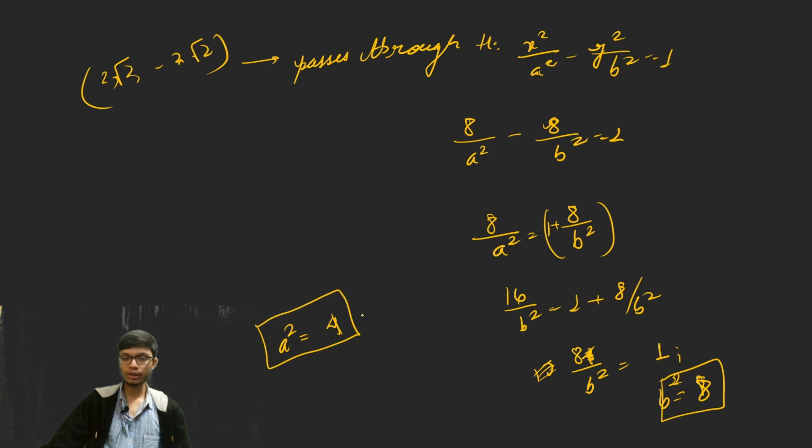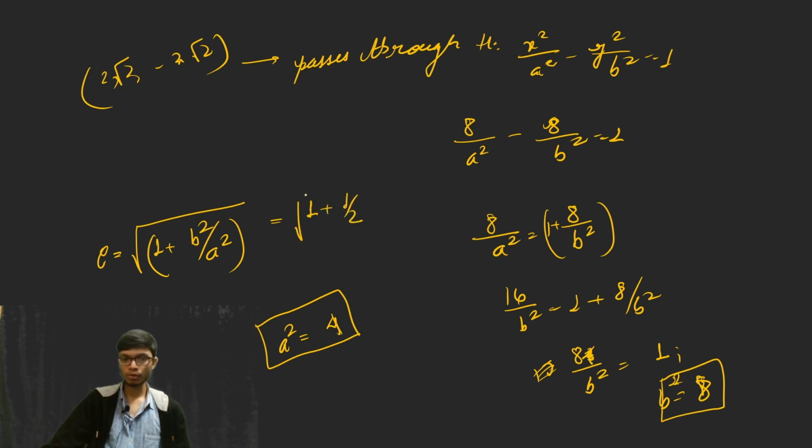So a square, b square, I got the value. And if I have the value of a square, b square, I can find the eccentricity of the hyperbola as square root of 1 plus b square by a square. So this will become equal to 1 plus 2, oh sorry, not 3 by 2, very sorry, this will be 2 only. All right, so big mistake. 1 plus 2, and that is basically root 3. So the eccentricity will be equal to root 3.